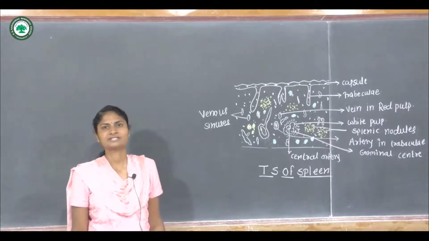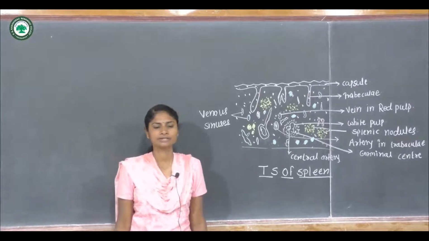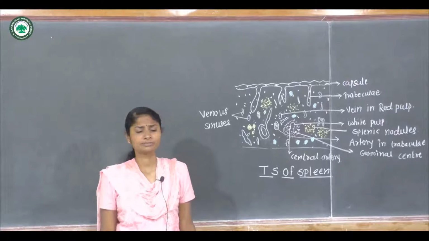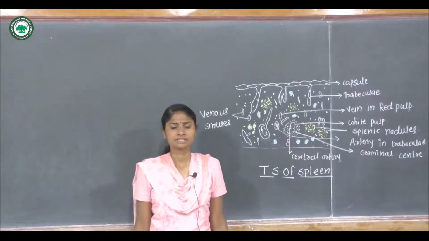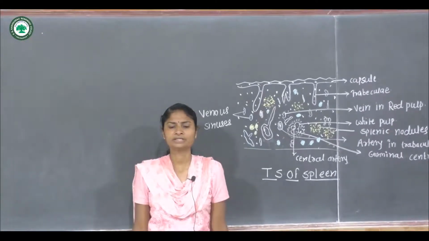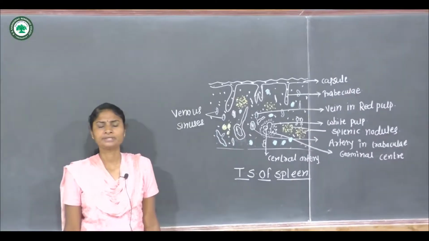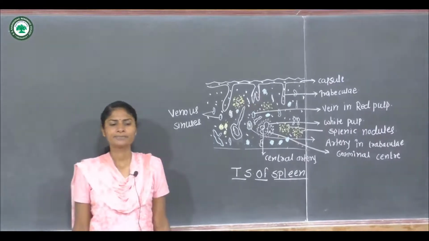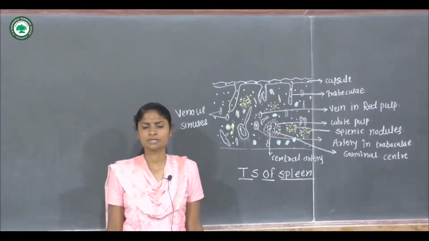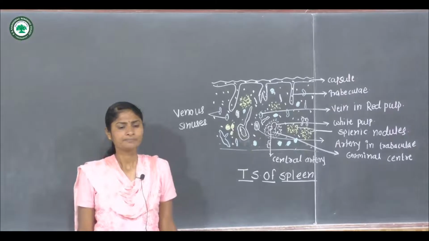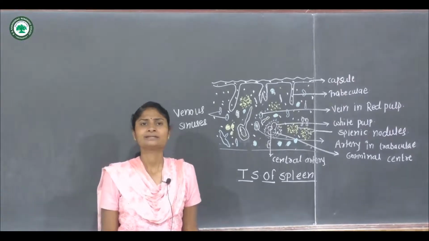Spleen is the largest lymphatic organ in the body, located on the left side of the abdominal cavity. It is found between the stomach and diaphragm. It is a soft, dark purple and highly vascular organ. The spleen also has a hilum.